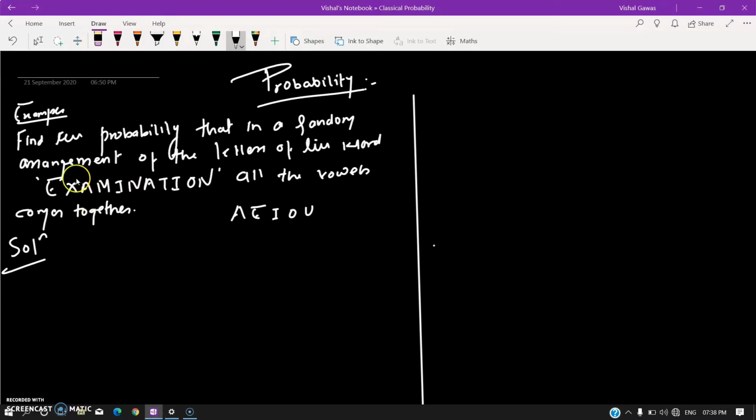If I look at the word examination, let's see how many vowels there are. There's one E, two A's, two I's, and one O. That means altogether there are six vowels.